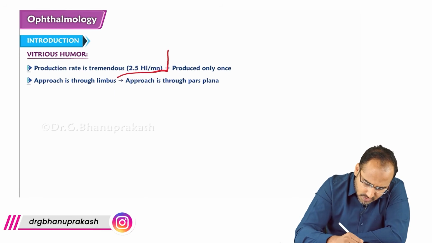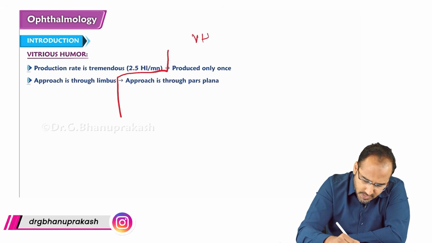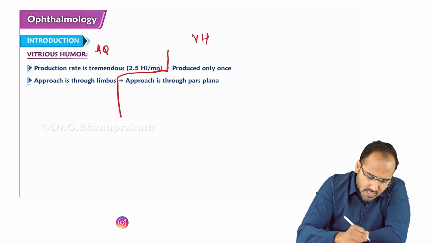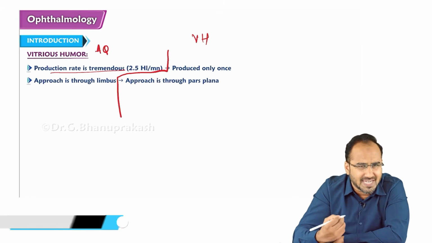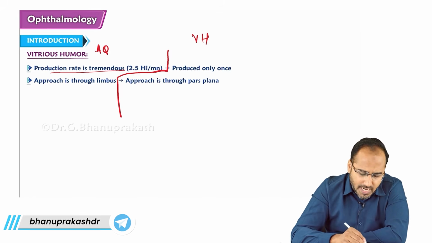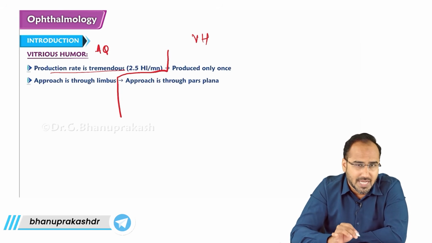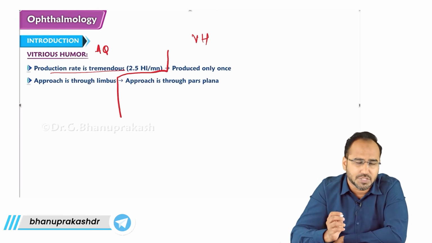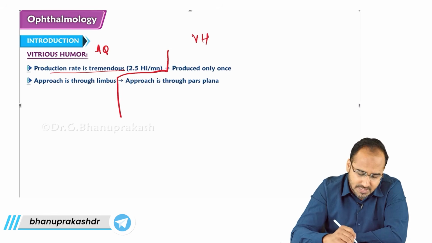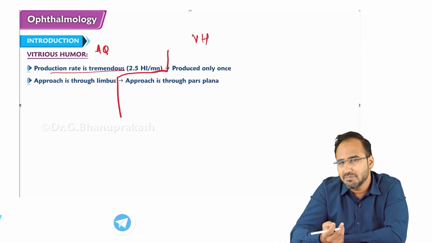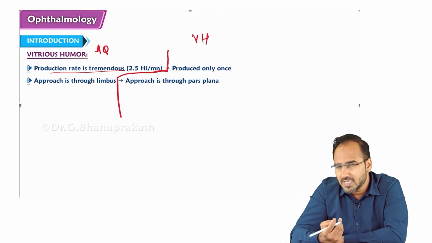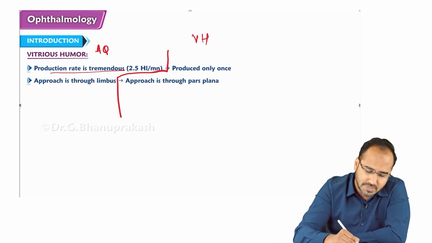This is vitreous humor, this is aqueous humor. Aqueous humor is produced at a rate of 2.5 microliters per minute with an exit value of 0.22. And if you want to approach the aqueous humor, you have to go through the limbus. What is the limbus, guys? The junction between the cornea and sclera is called the limbus.